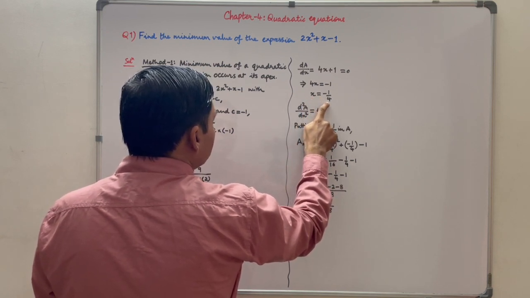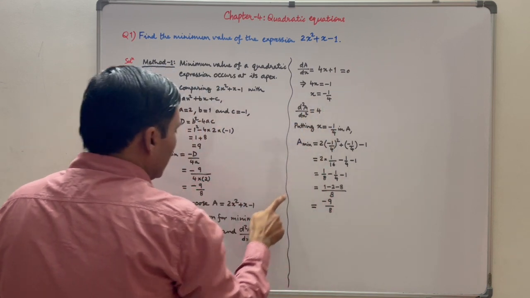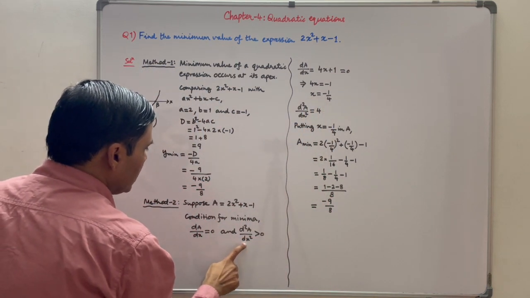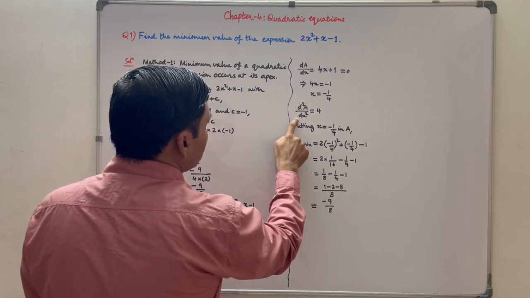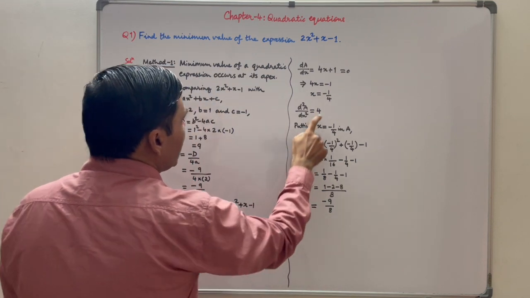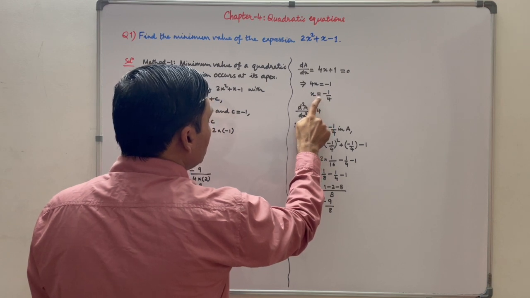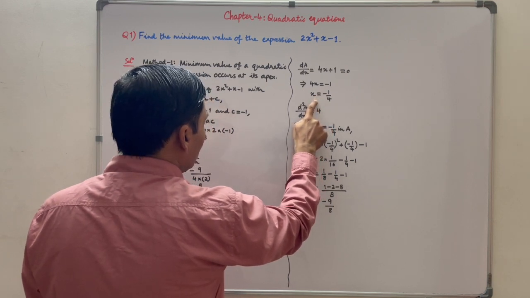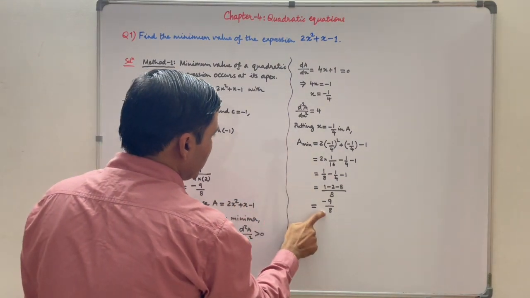Next, we will confirm that at x is equal to minus 1 by 4, minimum occurs. And that can be confirmed from here, d square A upon dx square. So d square A upon dx square is equal to 4. 4 is greater than 0. That means at x is equal to minus 1 by 4, minimum will occur. Put x is equal to minus 1 by 4 here. So A minimum is equal to minus 9 by 8.